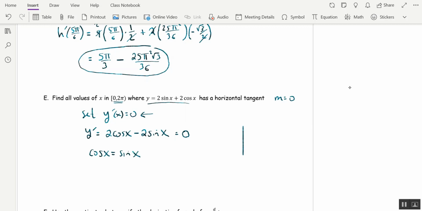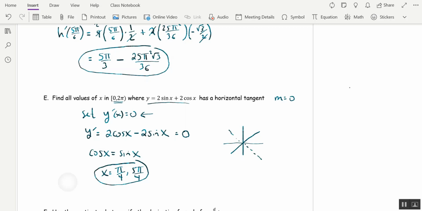All right. Well, cosine is equal to sine in 2 places. Up here at pi over 4 and down here at 5 pi over 4. So there's 2 answers. Cosine is equal to negative sine over here at 3 pi over 4 and at 7 pi over 4, but I don't want those.